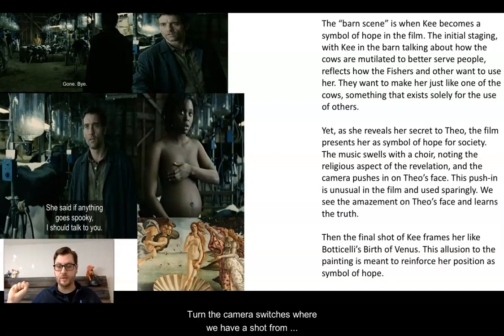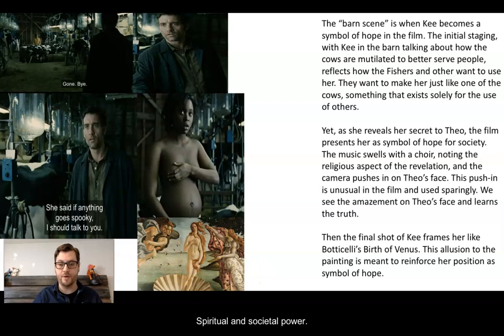Then the camera switches, where we have a shot from sort of Theo's vision, his point of view, and this final shot has Key framed in a very particular way to represent Botticelli's The Birth of Venus. That's the painting displayed here in the PowerPoint. This allusion to the painting, remember, an allusion is a reference to another work of art that is not expressly stated in a text, reinforces Key's position as a symbol of hope, a symbol of religious transformation, a symbol of potentially spiritual and societal power.